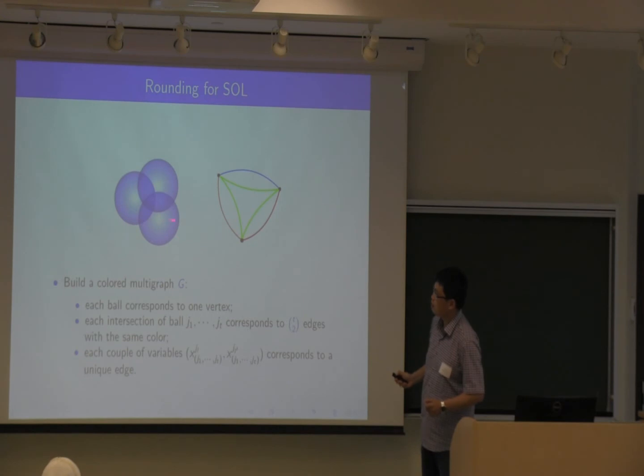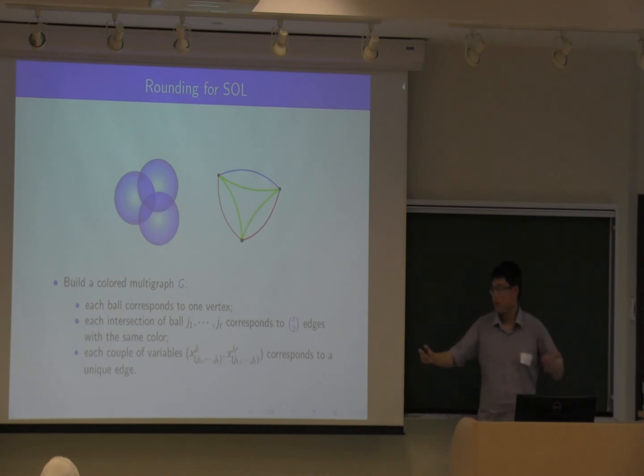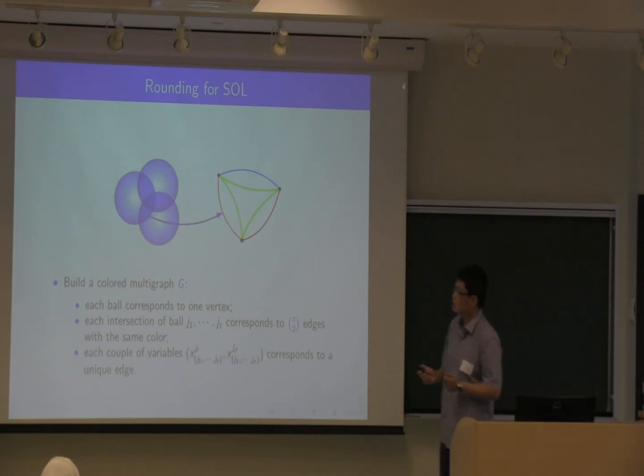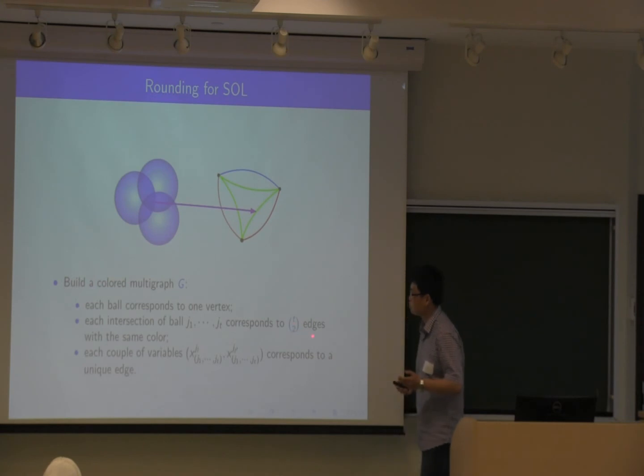Suppose we only have three balls here. Then we build such a color graph with three vertices. Each vertex corresponds to one ball. And for each intersection area, if it's covered by t balls, then we generate t choose 2 edges. So each edge corresponds to a type of variables in the area. For example, the intersection of these two balls, excluding the central part, because t is equal to 2, we just generate one edge with a unique color. Similarly, for the other two areas, we have two other edges with different colors. And for the central part, because it's covered by three balls, 3 choose 2 is equal to 3, so we have three edges with the same color.